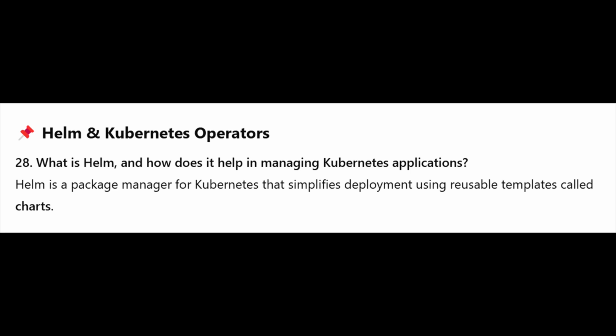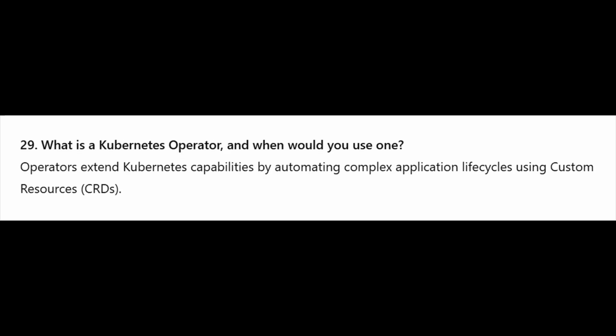Helm and Kubernetes operators. What is Helm and how does it help in managing Kubernetes applications? Helm is a package manager for Kubernetes that simplifies deployment using reusable templates called charts. What is a Kubernetes operator and when would you use one? Operators extend Kubernetes capabilities by automating complex application lifecycles using custom resources, CRDs.